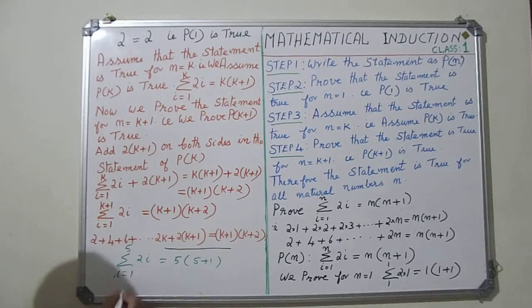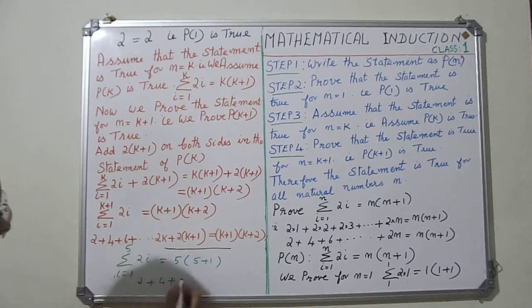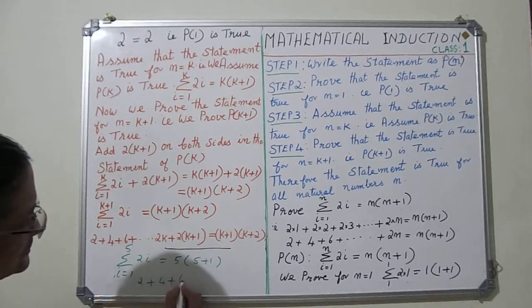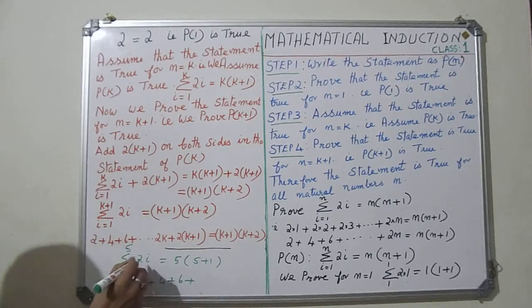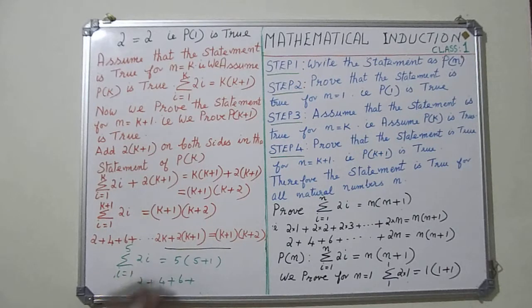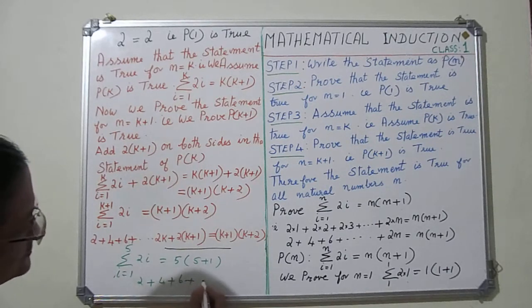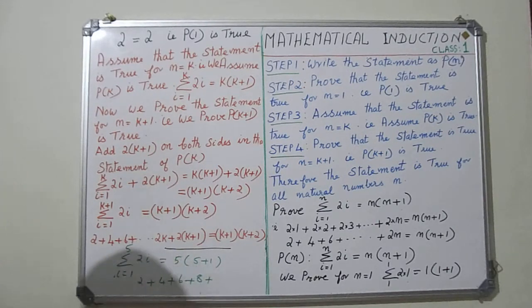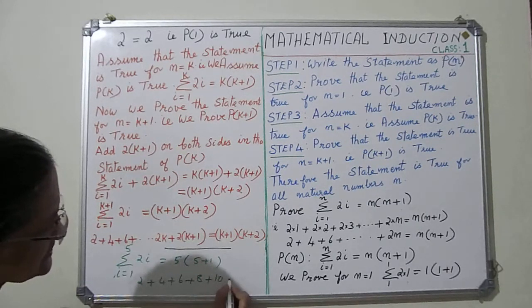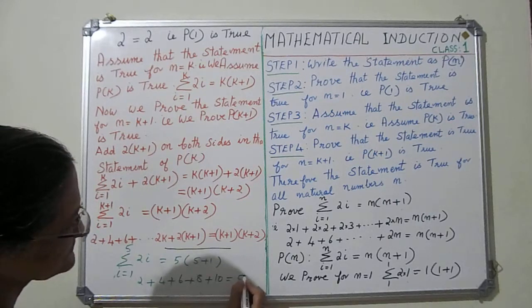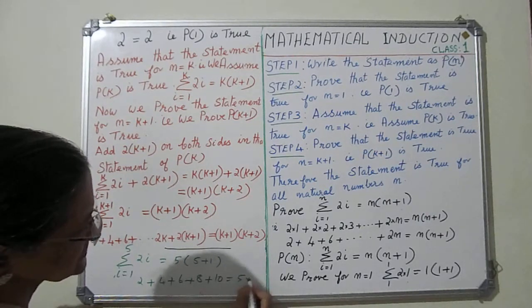Now put the values for i. The first value of i is 1. 2 times 1, that is 2, plus i equal to 2. 2 times 2, that is 4, plus i equal to 3. That is 2 times 3, that is equal to 6, plus i equal to 4. That is 2 times 4, that is 8, plus up to 5. 2 times 5, that is equal to 10, is equal to 5 times 5 plus 1, which is 6.